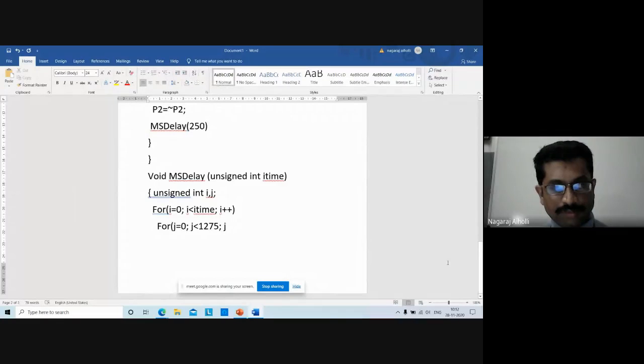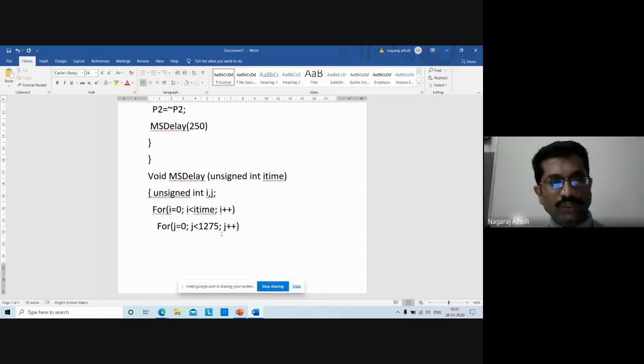Whatever this for loop is there, they have tested this by connecting to an oscilloscope. They have connected the output of the computer to a CRO, and they have observed the value of the delay generated by these two for loops. That is, this for loop for j is equal to 0, j less than 1275, j plus plus. When this for loop executes, it generates a delay of 1 millisecond. It's a practical observation.